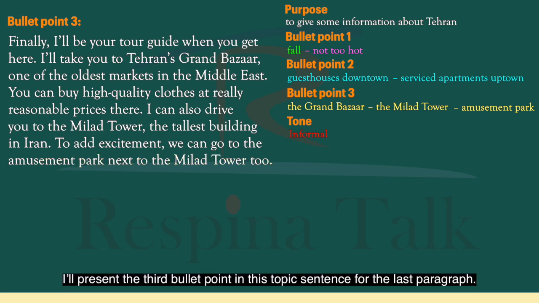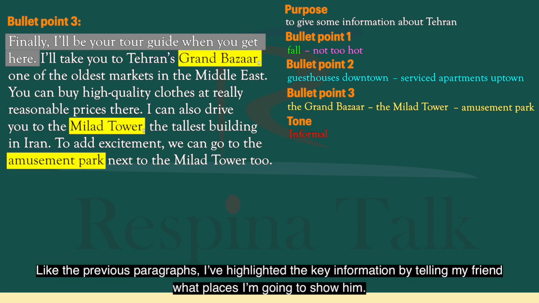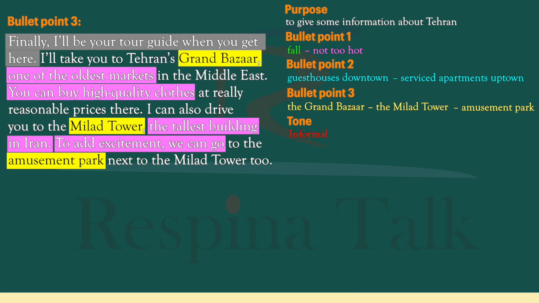I'll present the third bullet point in this topic sentence for the last paragraph. Like the previous paragraphs, I've highlighted the key information by telling my friend what places I am going to show him. I've also given him some information about each of these places to extend the bullet points.